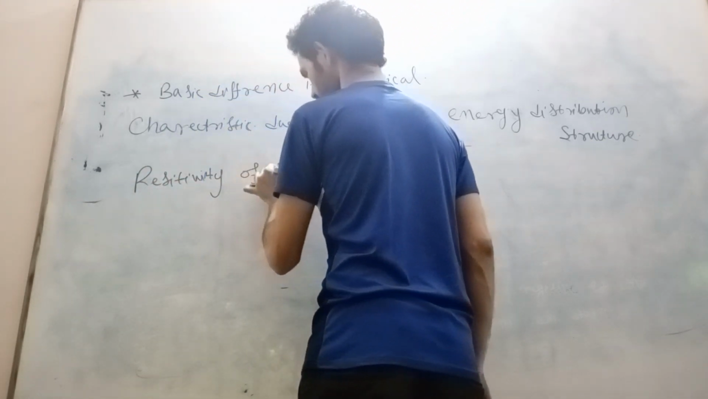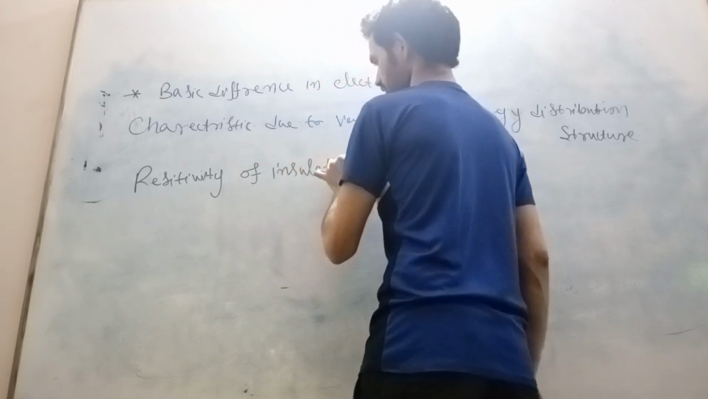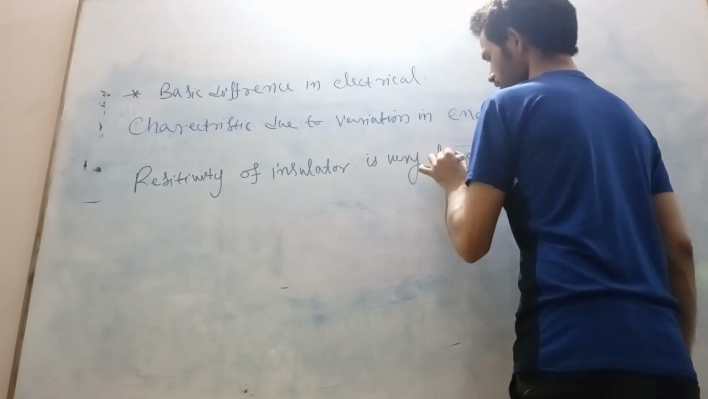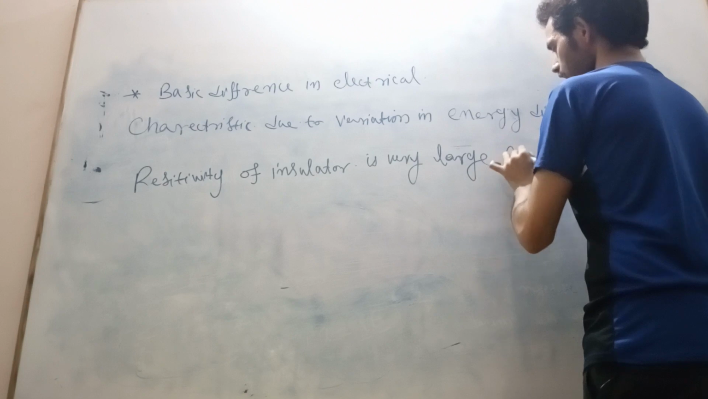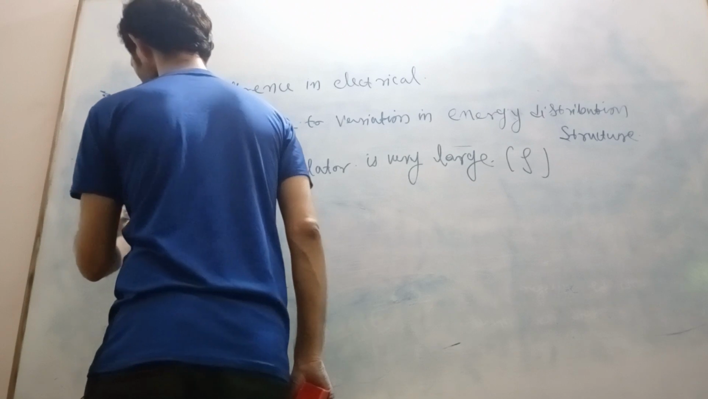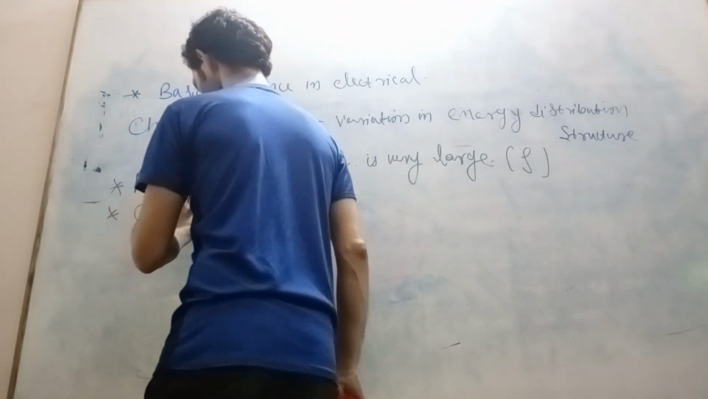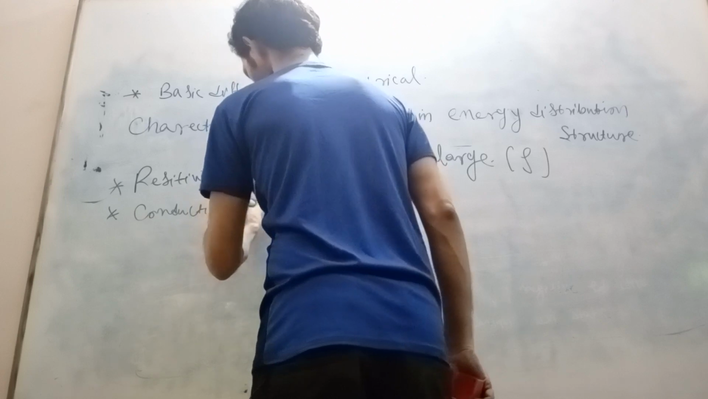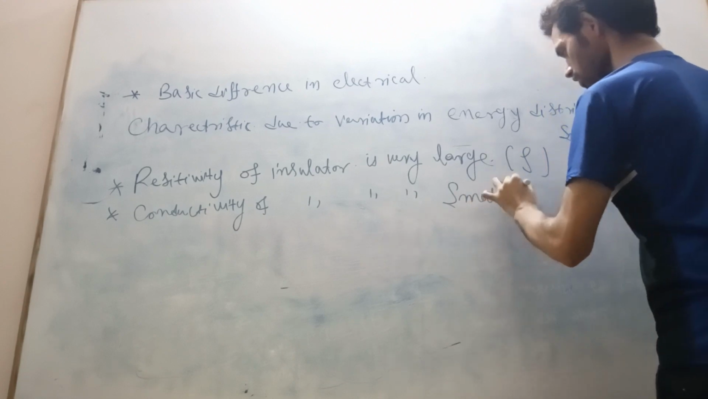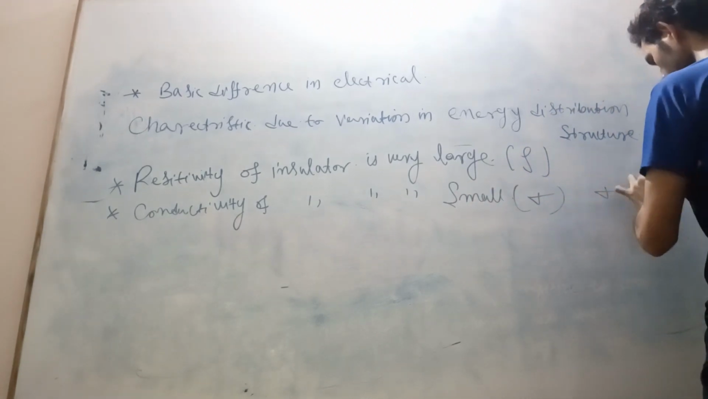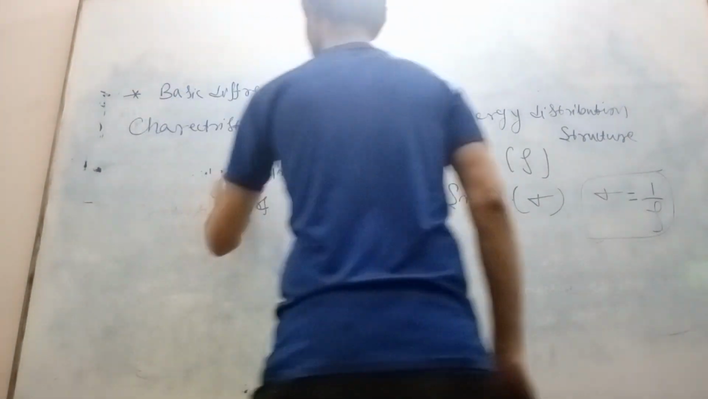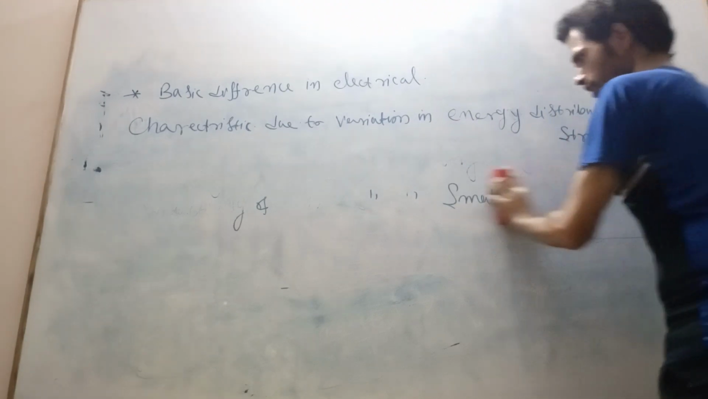The resistivity of insulator is very large. Okay, so this is my resistivity of insulator, that is very large, and hence conductivity is very small. Conductivity of insulator is very small. Okay, so this is my conductivity. This conductivity is nothing but 1 by resistivity. Okay, so this is about insulator.